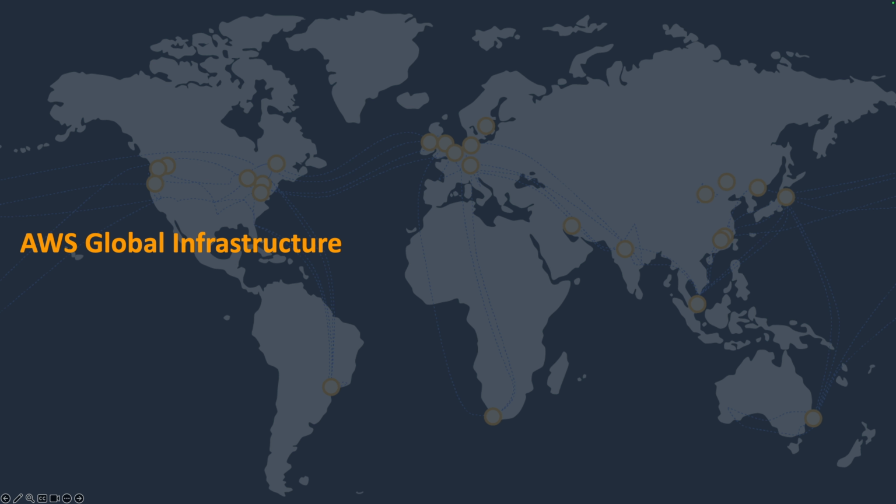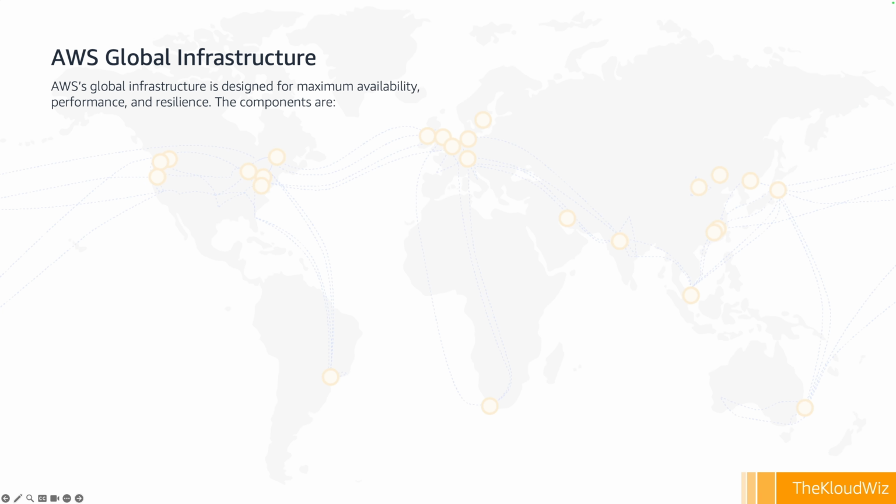My name is TheKloudWiz. Today, we are going to talk about the AWS global infrastructure. Now, the AWS infrastructure is designed to ensure maximum availability, performance, and resilience. What this means is that it is designed in a way that even if one part of the infrastructure goes down or experiences downtime, you will still have enough resources to keep your workloads running. So let's look at the components.